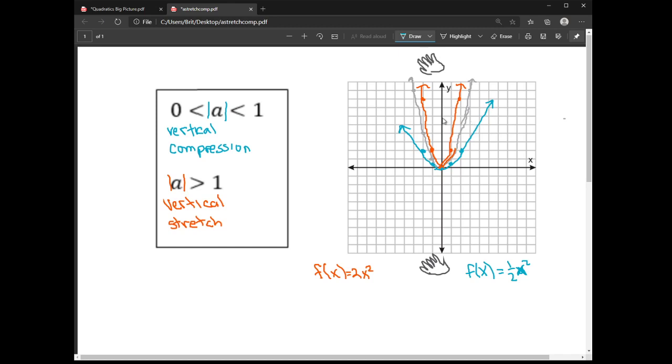Alright, so those are stretches and compressions. Now remember, as you stretch vertically, this parabola is going to get thinner and thinner and thinner. And the closer to 0 that your fraction gets for the compression, the wider and wider and wider it gets, until it's almost like a straight line. So just remember those.